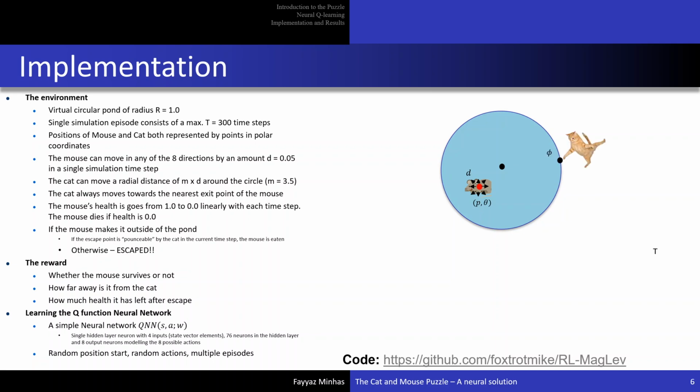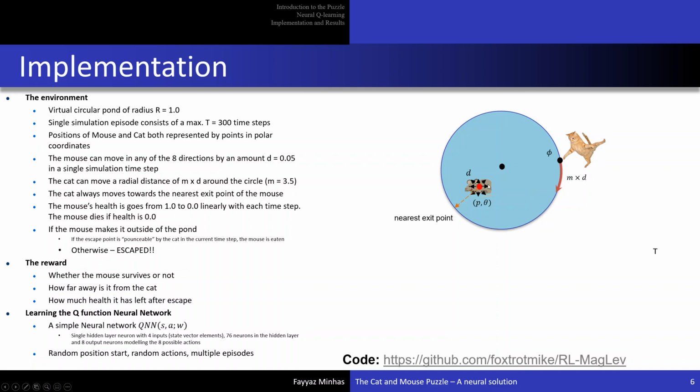The cat, since it's always on the edge of the circle, we only need its angular coordinate to determine its position. So we only use this phi angle to model the position of the cat. Now the cat, as we talked about earlier in the puzzle, can move a distance m times d. So if the mouse can move a distance of d, then the cat can move a distance of m times d along an arc at the edge of the circle.